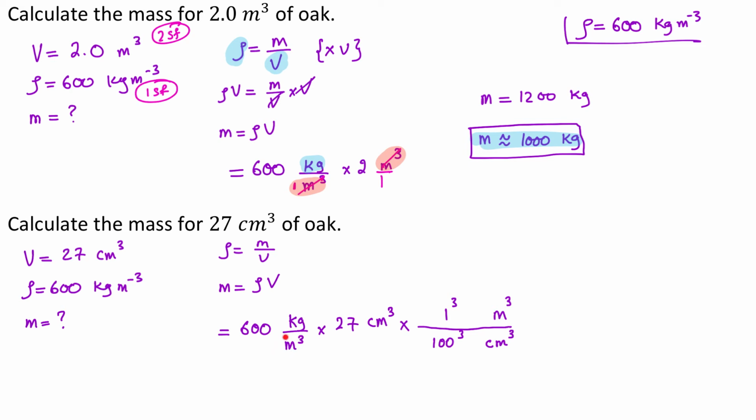I have meters cubed in the denominator, meters cubed in the numerator. Those will cancel out to 1. And that's what I want. Centimeters cubed, here I have it in the numerator, and here I have it in the denominator. They now cancel out to 1. And I did it on purpose in order to remove them.